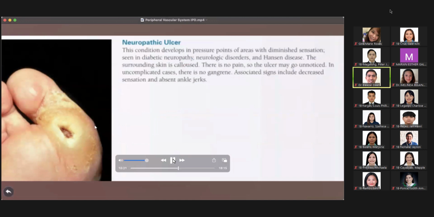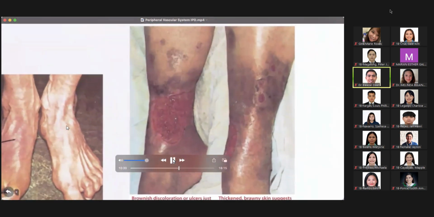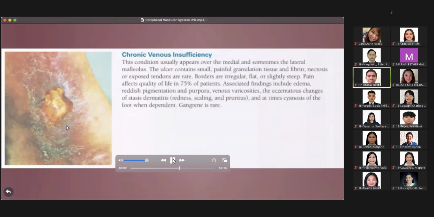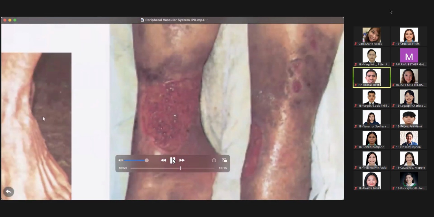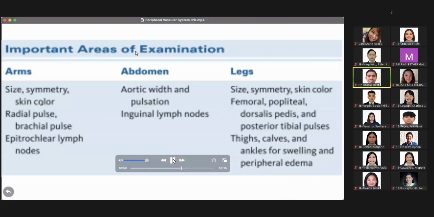Neuropathic ulcers, you have to distinguish them. This is due to diabetic neuropathy. For the patient with chronic venous insufficiency, the ulcer is usually over the medial and sometimes lateral malleolus. It can have small, painful granulation fissures and the presence of fibrin. Usually the borders are irregular and flat. So that is for chronic venous insufficiency.